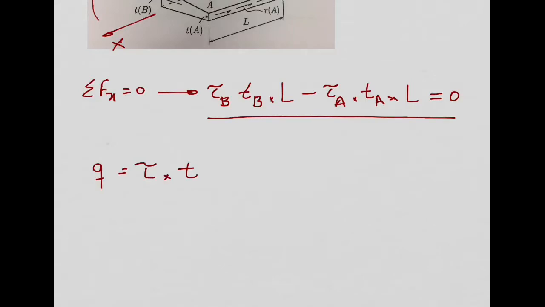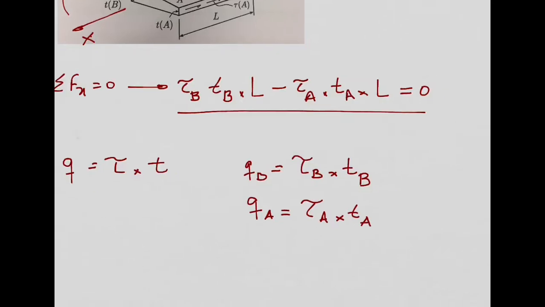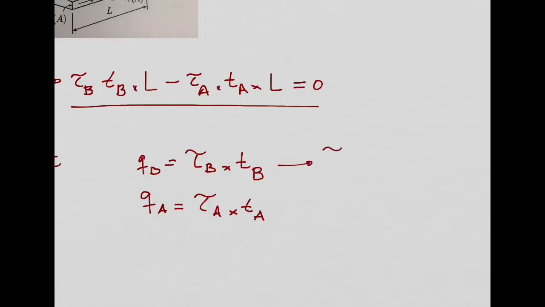And I can do this for the shear flow in my wall B. Then I will say it's going to be equal to my shear stress at wall B times the thickness of my wall B. And I can do the same for the shear flow at wall A, which is going to be equal to the stress at wall A times the thickness at wall A. Or if you want, you can say that the shear stress is going to be equal to the shear flow divided by the thickness, right?